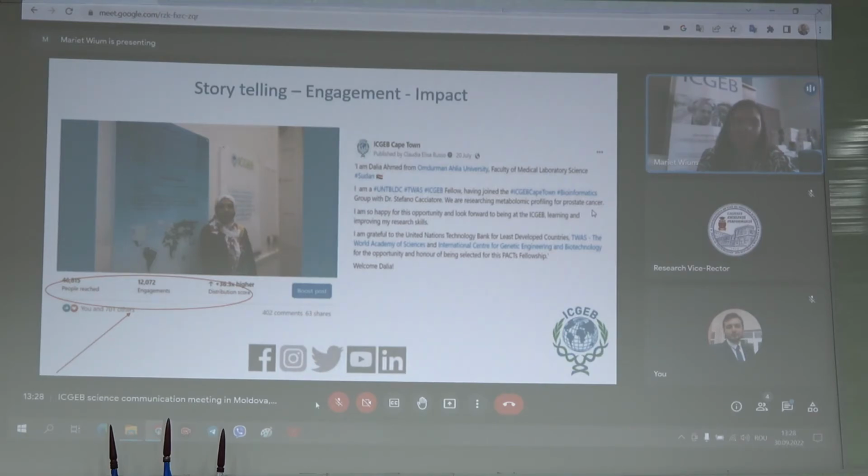A simple story, a simple message, written in simple English, nothing fancy. People were extremely interested. They wanted to know more about her. They wanted to know more about ICGEB. They wanted to know more about her research. And they were very interested in how her research contributes to making life better for people. So this was a great success story in how storytelling is very, very impactful.